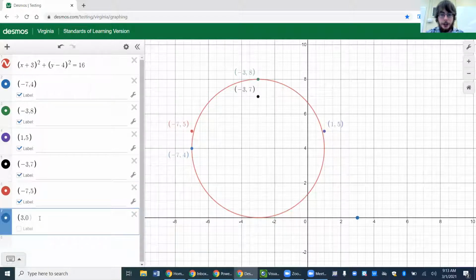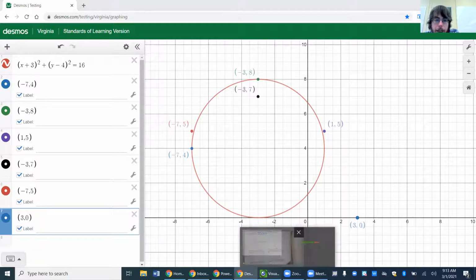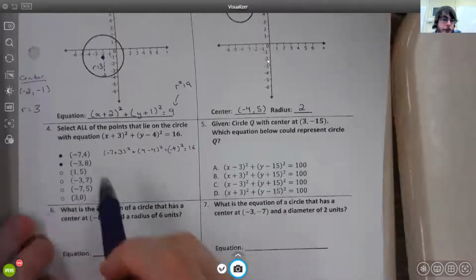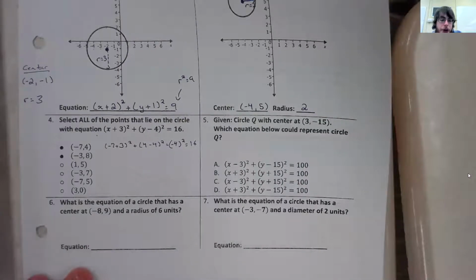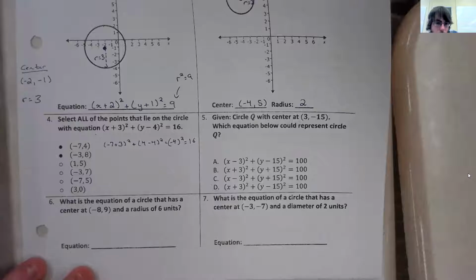So let's look at 3, 0. As you can tell, 3, 0 is way over here, and that obviously is not on the circle. So the only choices that we can pick here are the first and second choices, -7, 4 and -3, 8. Now there might be more than two. In those situations, you just have to make sure you select all of the ones that lie on the circle.